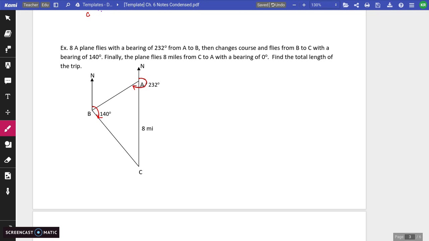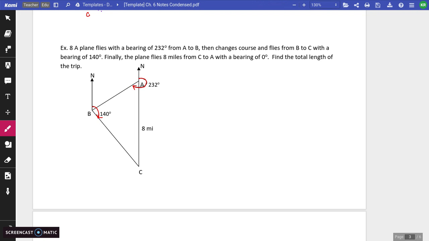So they're going due north. Find the total length of the trip. Okay, so we need to find the lengths of both of the other sides of our triangle. All right, so what information do we know? Or what other information can we find?